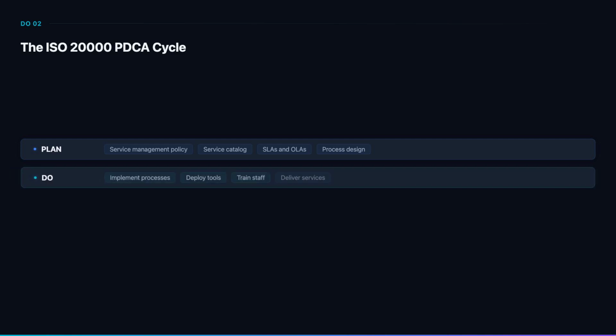In the Do phase, you implement the designed processes, deploy supporting ITSM tools like ServiceNow or Jira Service Management, train service desk and operations staff, and begin delivering services according to the agreed service levels.